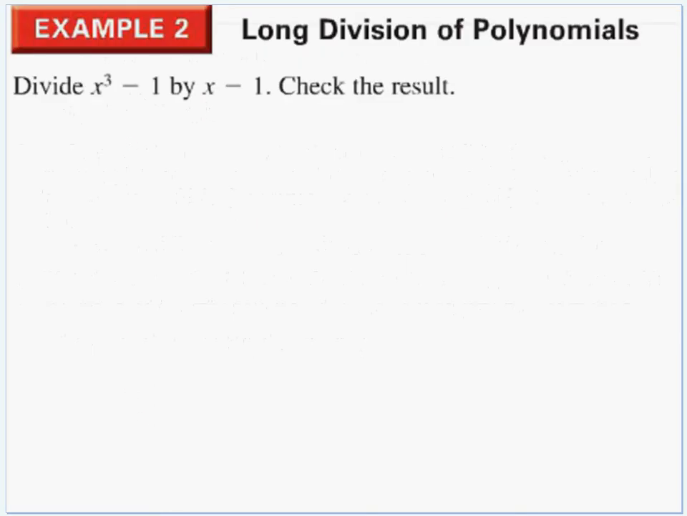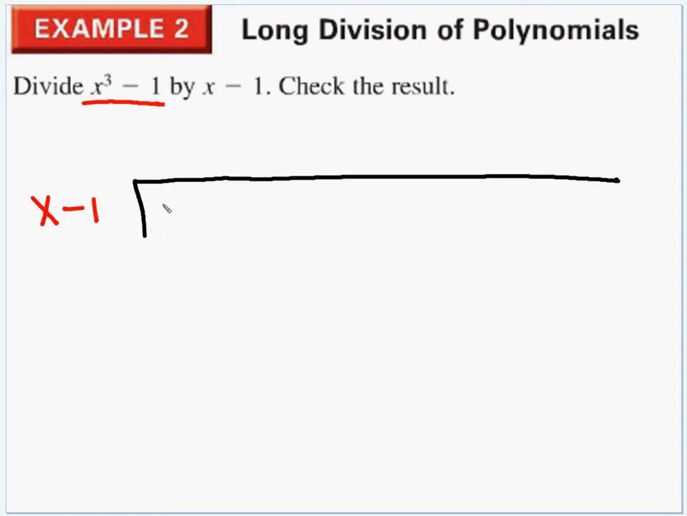So example 2. Divide this, x cubed minus 1. Notice we're missing x squared and x to the first, and we're going to divide that by this x minus 1. So out here, I'll have my x minus 1. We are going to divide that into x to the third, and then we'll give a 0x squared placeholder plus a 0x to the first, and then we have a minus 1 at the end.